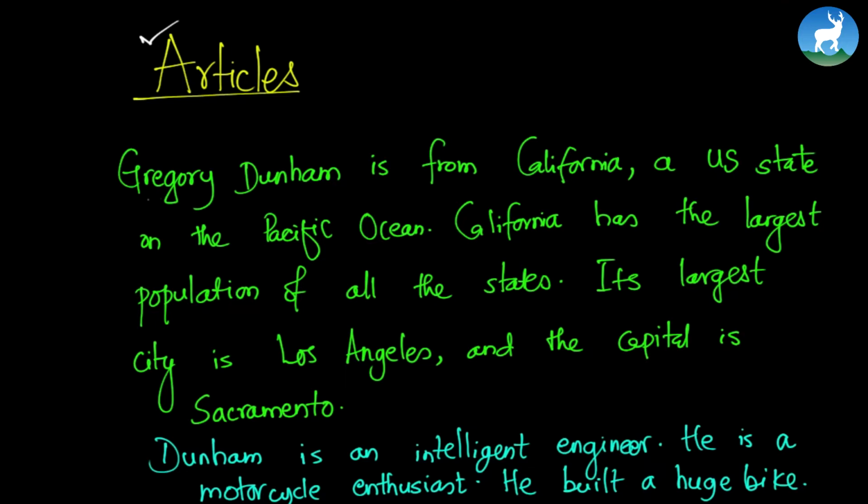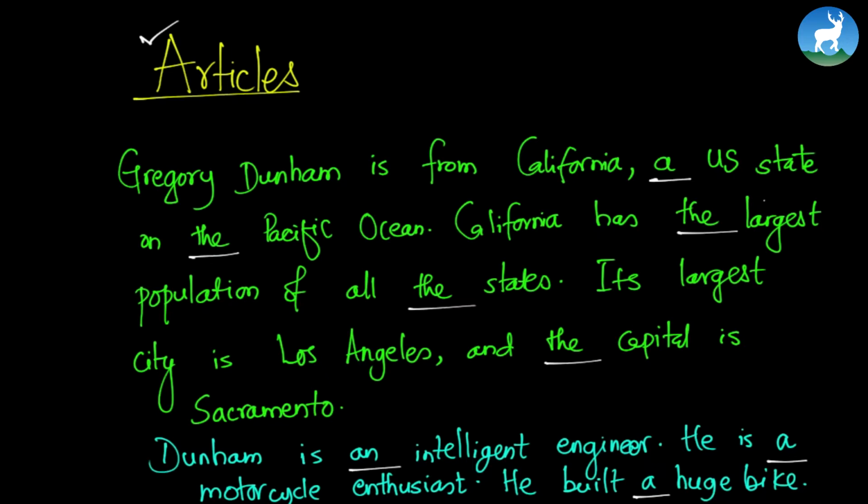So let's start. Gregory Dunham is from California, a US state on the Pacific Ocean. California has the largest population of all the states. Its largest city is Los Angeles, and the capital is Sacramento. Dunham is an intelligent engineer. He is a motorcycle enthusiast. He built a huge bike.